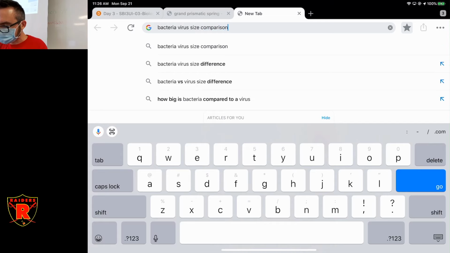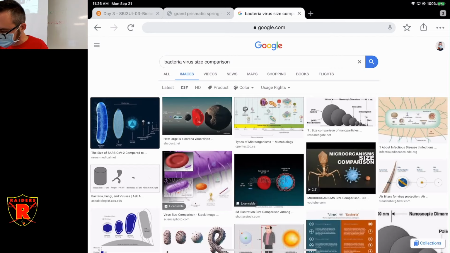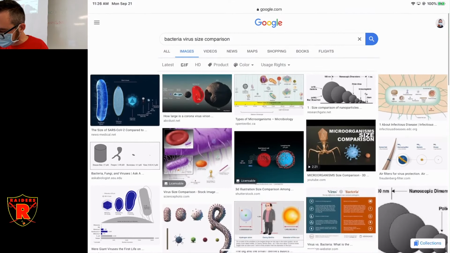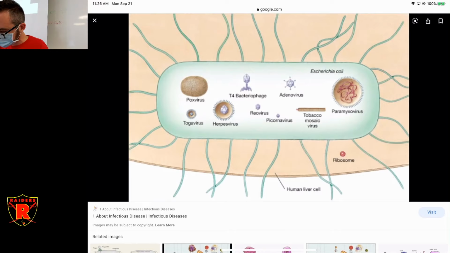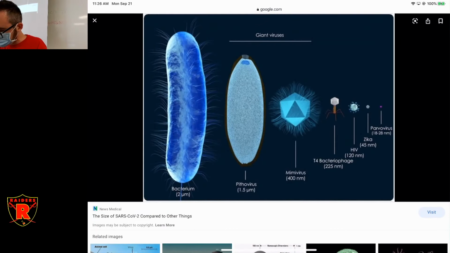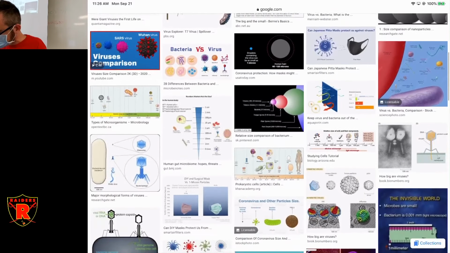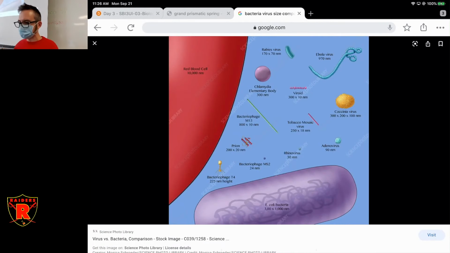I used to have a picture of this in the notes. I don't know why I took it out. Here we go. That's not a great one. Show me a better one. That's pretty good. Oh, but it doesn't show a red blood cell. I want a comparison to human cells. Give it all to me. Here's a good one. Perfect.